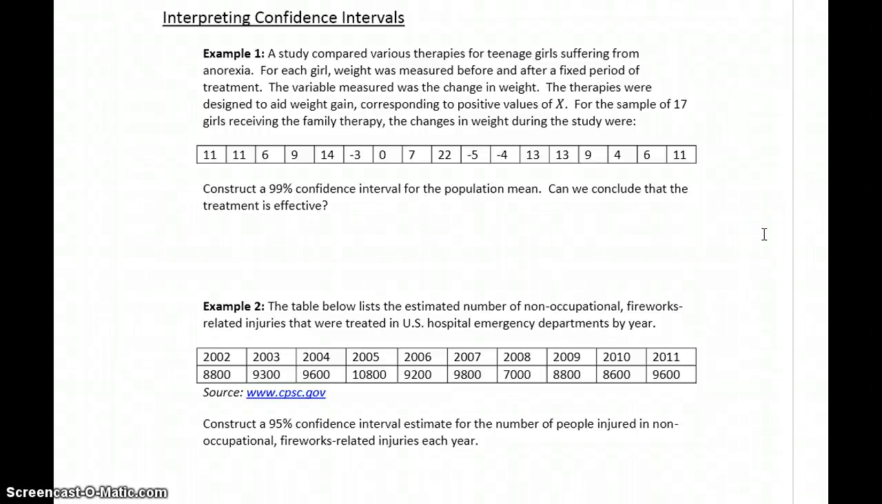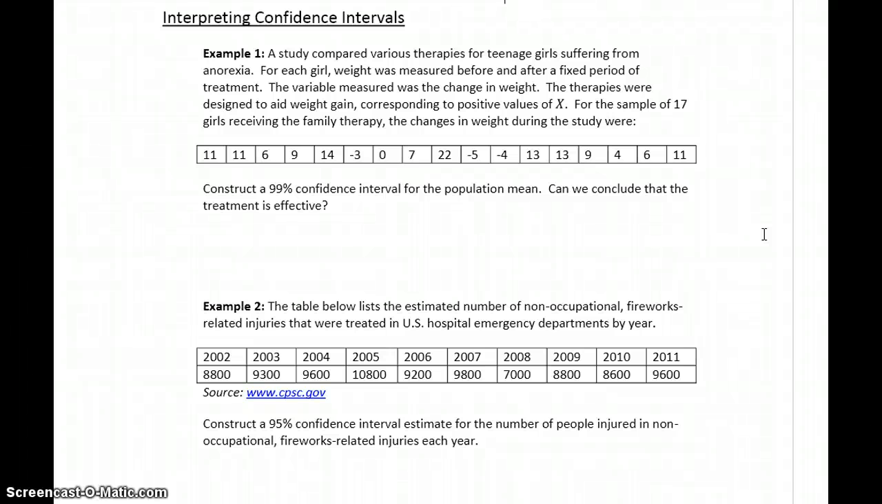Now let's take a look at some examples. We have sample data, we have some questions that are provided, we want to construct confidence intervals and then interpret those results. In example 1, we have a study that compared various therapies for teenage girls suffering from anorexia.